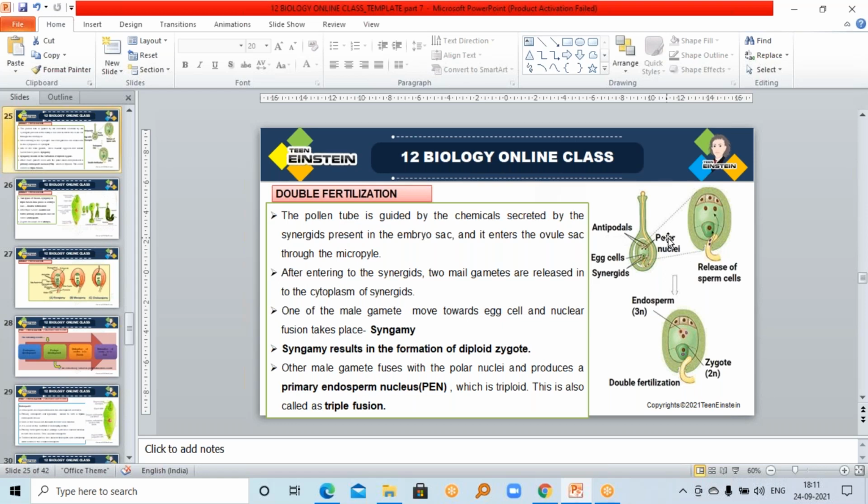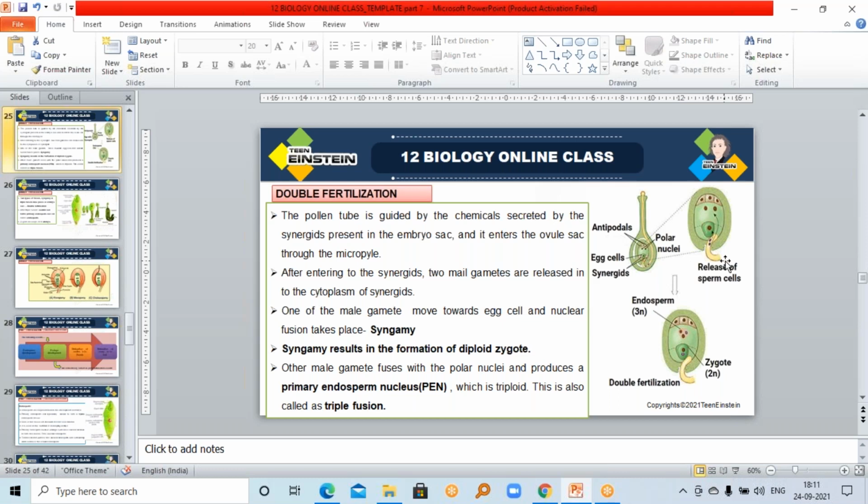Among these two male gametes, one male gamete fuses with the haploid egg cell. The egg is also haploid, and this male gamete is also haploid, right? So the egg and one of the male gametes will fuse together. There is a haploid set of chromosomes in the male gamete and another haploid set in the female egg cell. So both will join and form a diploid zygote.